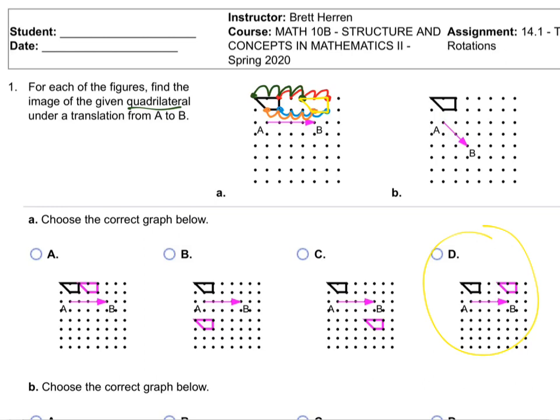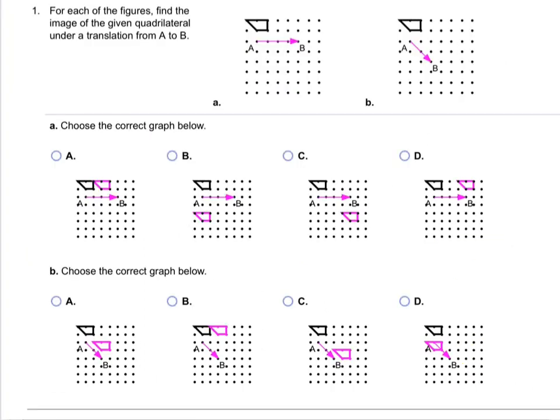All right, let's try part B here. Here's part B, and here's the answers for part B down here. So part B, this arrow is going 1, 2 to the right, and 2 down. From A to B, the slide arrow goes 2 right, 2 down. So I need to take each of the points and move them 2 right, 2 down. Let me take the lower right corner. 1, 2 right, 1, 2 down. There's where that one goes.